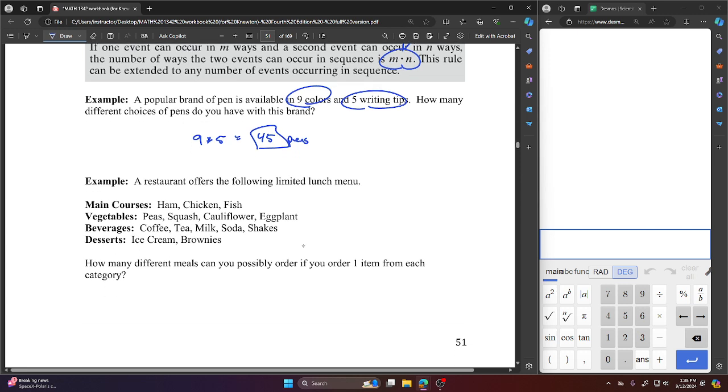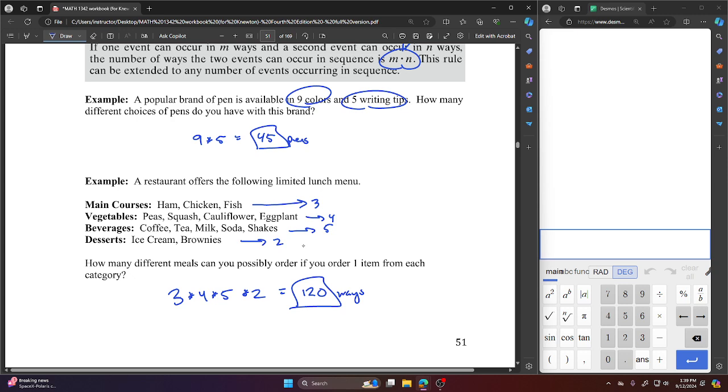I want to see if y'all can get these now. A restaurant is offering a limited lunch menu. We've got main course, vegetables, and so on. How many different things can you do if you're ordering one of each? So how many options do we have on the main course? And then 4, and then what do I do with these numbers? Multiply. Yep, 3 times 4 times 5 times the 2. 120. 120 different ways. Awesome.